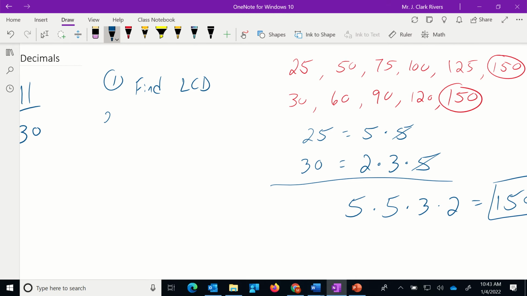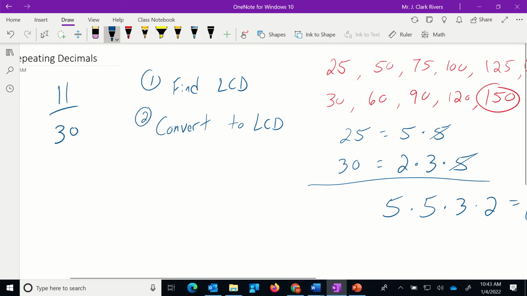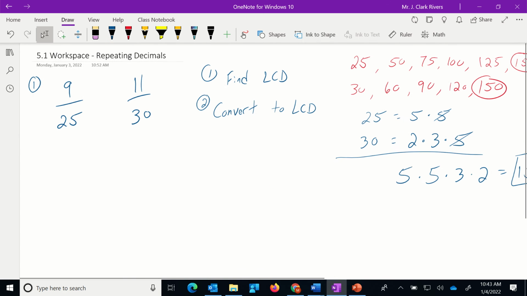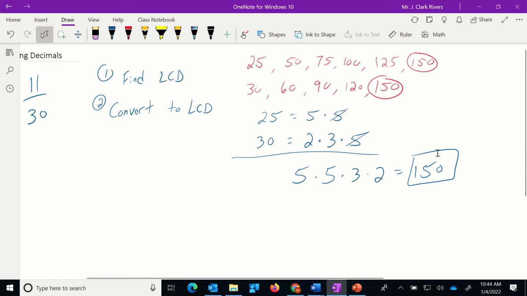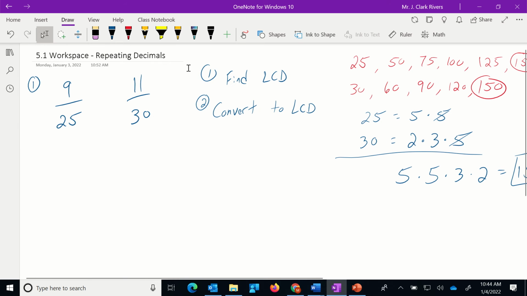Step 2 here, after you've found the LCD of 150, I want you to convert these fractions so they both have the same denominator. So convert to the LCD. Right now we have a denominator of 25 and a denominator of 30. Convert so that we have a denominator of 150. So I'm going to pause the video now while you work on that.